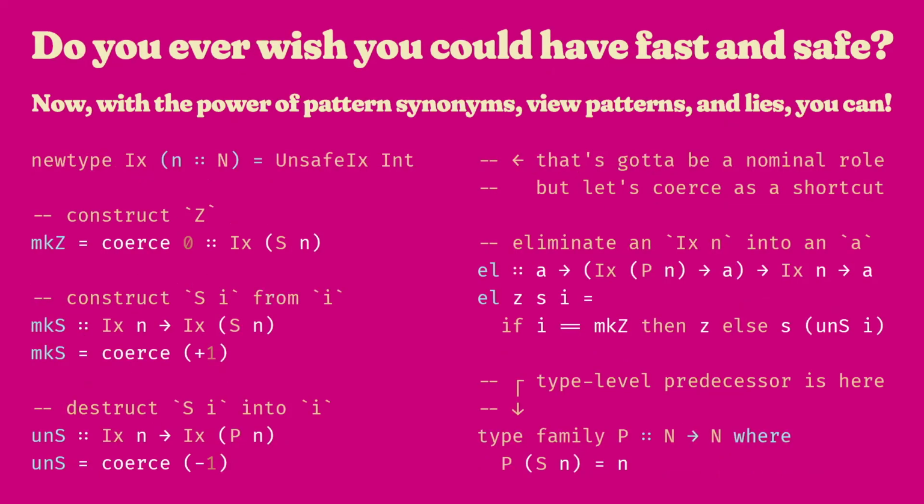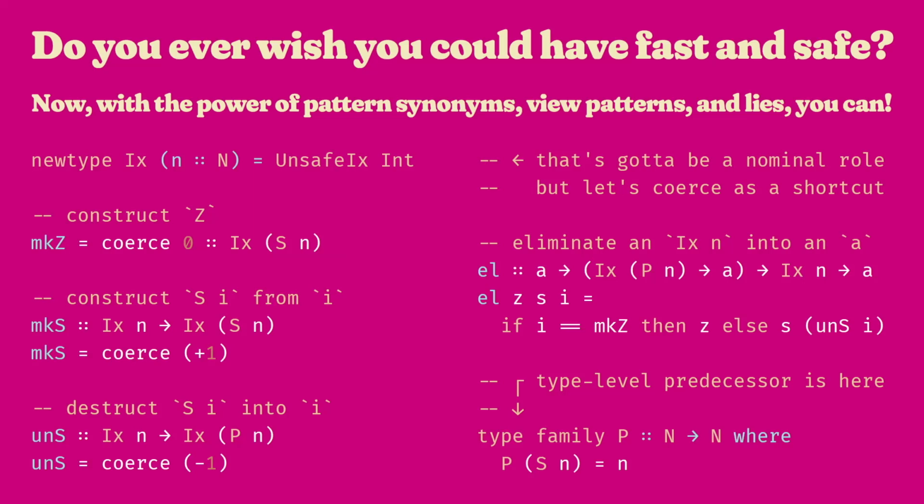Now, do you ever wish you could have it fast and safe? With the power of pattern synonyms, view patterns, and lies, you too can have that. So basically what we can do in Haskell is we can take that integer representation and lie and lie and lie until it's a wonderful, safe, inductive definition. How we do that is we take our x definition that is indexed on the type level. We shout unsafe just to ward off anyone who thinks it's safe and put the integer there.